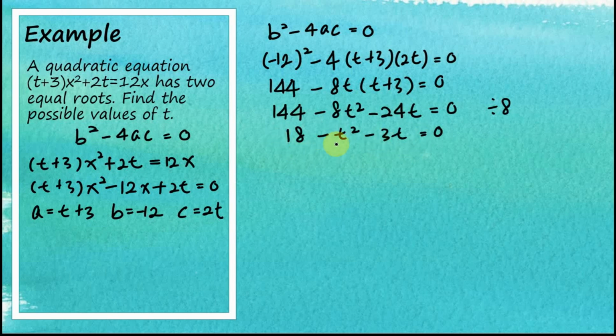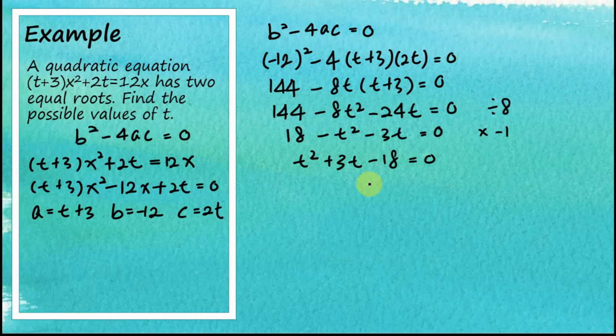And let's rearrange this so that it's in general form. Now we have negative t squared here. Preferably we change this to positive t squared. That's easier for us to factorize it. So what we can do is multiply this whole equation by negative 1. So this will become t squared, and this becomes positive 3t, and this becomes minus 18 equal to 0. Now you can see that we obtain another quadratic equation, okay? And we can solve this equation by using a few methods: factorization, completing the square, and the quadratic formula.